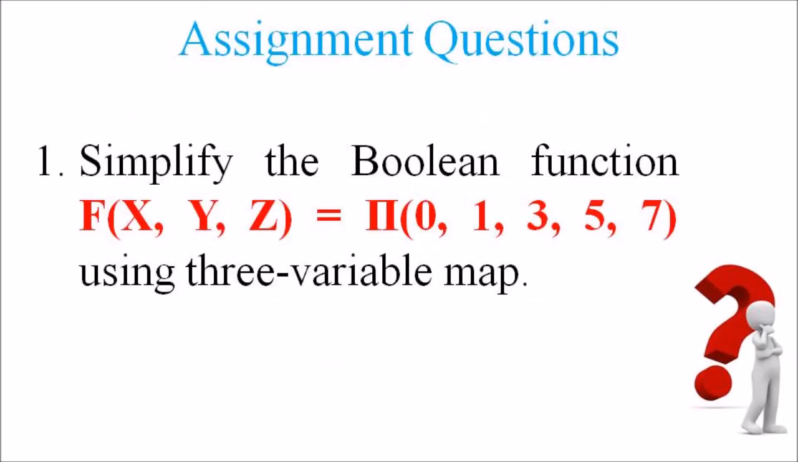So my dear students, hope you had understood this topic. Kindly go through this assignment question. Our assignment question is: simplify the Boolean function f of x, y, z is equal to pi of 0, 1, 3, 5, 7 using a 3-variable K-map.